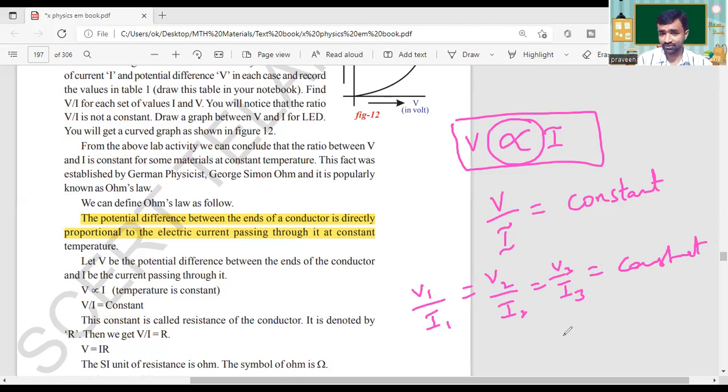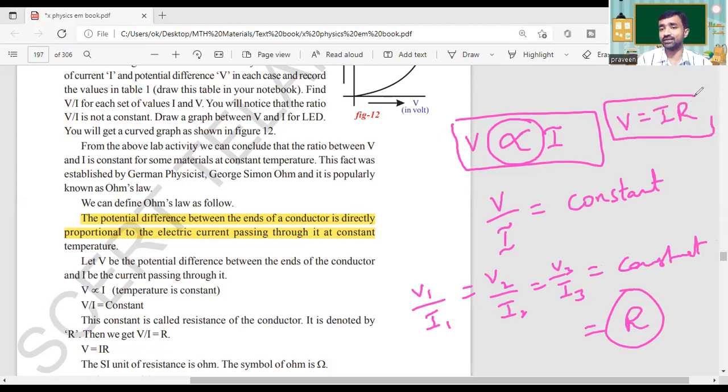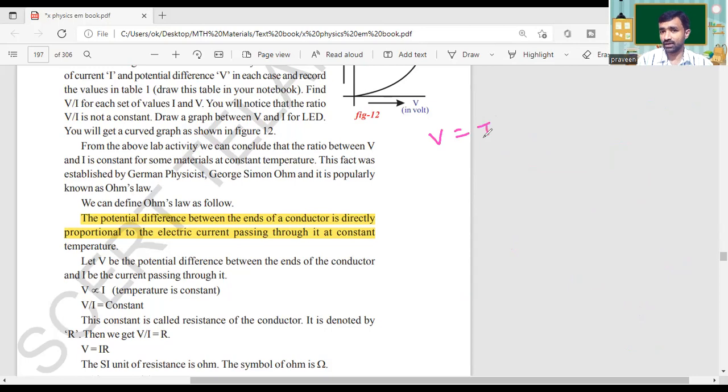The constant is given as R. So what is R here? R is the nature of the material, which is called resistance. That constant takes units. V equals IR is given, so from this we can write R equals V by I.